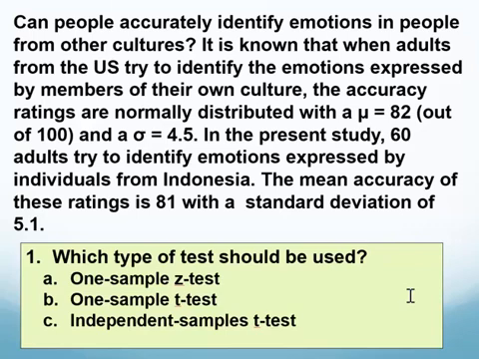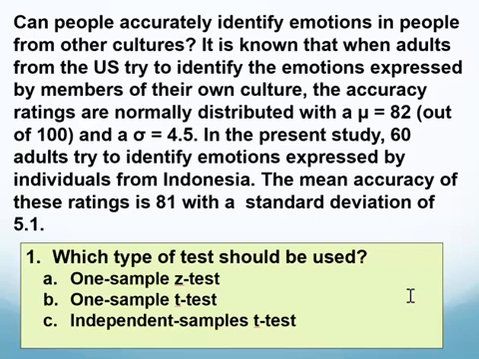So here's an example. Can people accurately identify emotions in people from other cultures? It's known that when adults from the U.S. try to identify the emotions expressed by members of their own culture, the accuracy ratings are normally distributed with a mean of 82 out of 100 and a standard deviation of 4.5. In this present study, 60 adults try to identify emotions expressed by individuals from Indonesia. The mean accuracy of these ratings is 81 with a standard deviation of 5.1, right? So the question you have to ask here is, what type of test should we use? Pause the video really quickly and I'll come back and give you the answer.